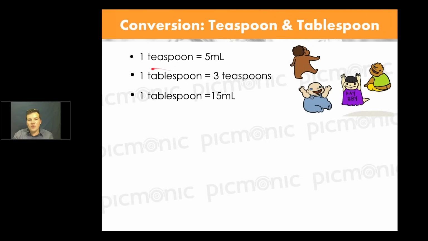So if you looked at this example, how many tablespoons is 45 mLs? A tablespoon is 15 mLs, so if I need to give 45, that's 3 tablespoons. But what if I need to use teaspoons?